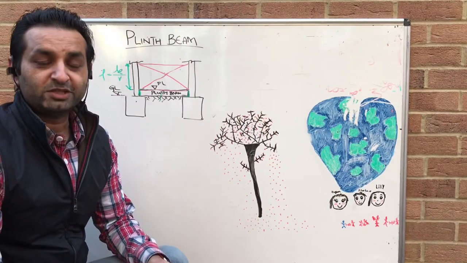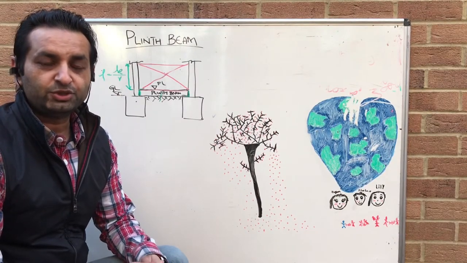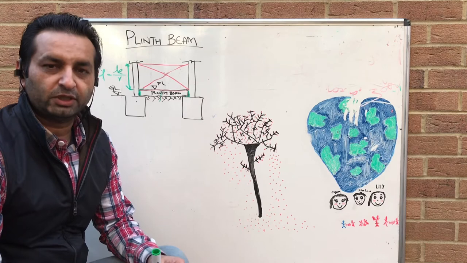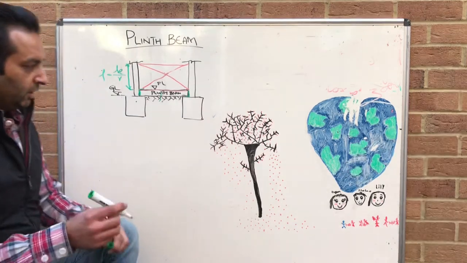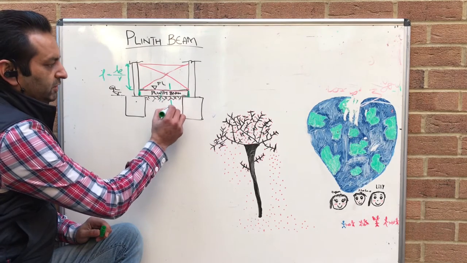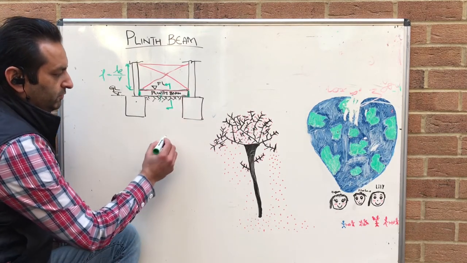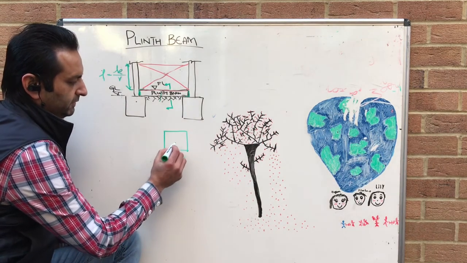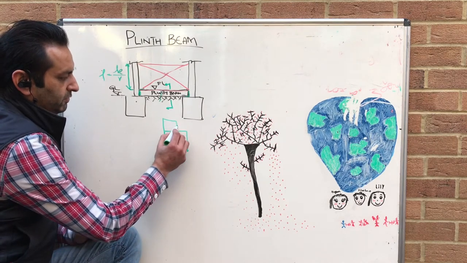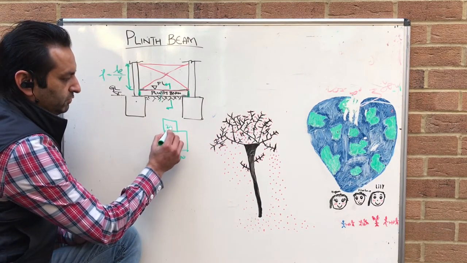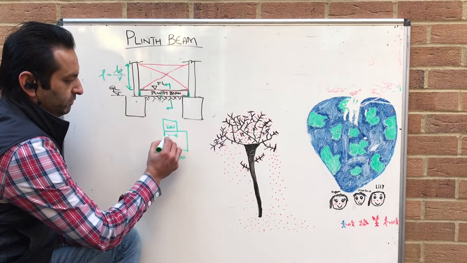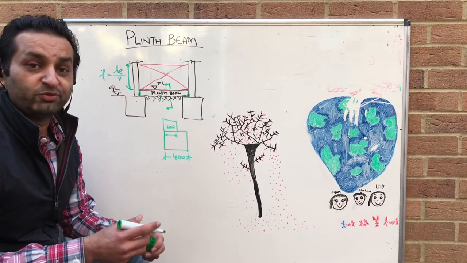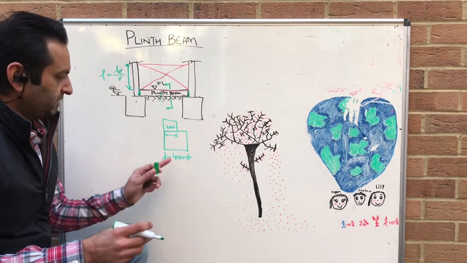Let's talk about the size of the plinth beam. In general terms, the size of the plinth beam should be half of the size of the foundation. For instance, if I take a cross section here, if the foundation of the wall is say 400 mil, and this is the plinth beam, that should be 200. So the width of that should be 200. This is a general rule of thumb. So the plinth beam should be half of it.